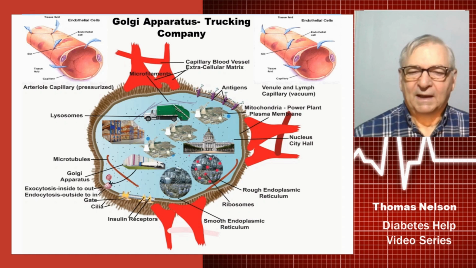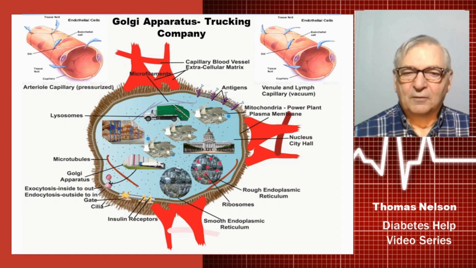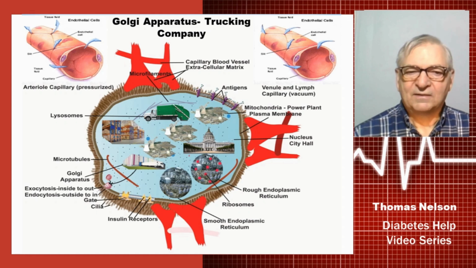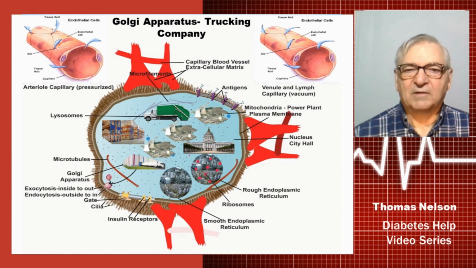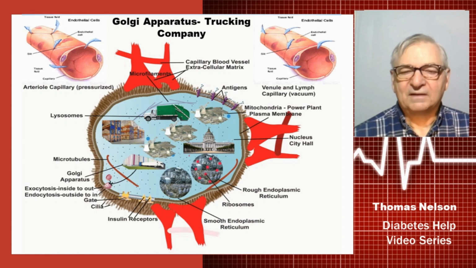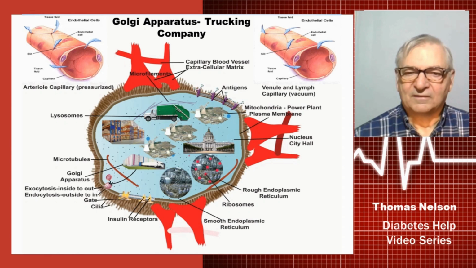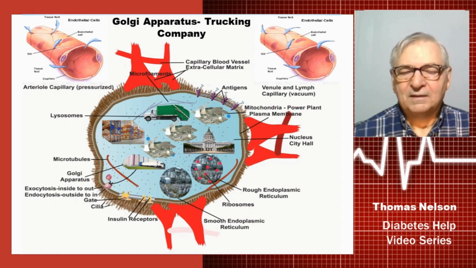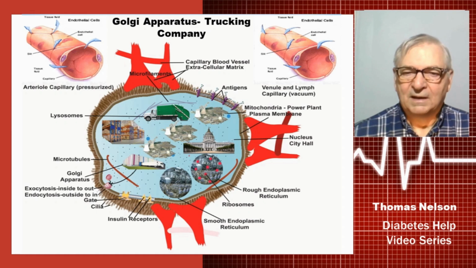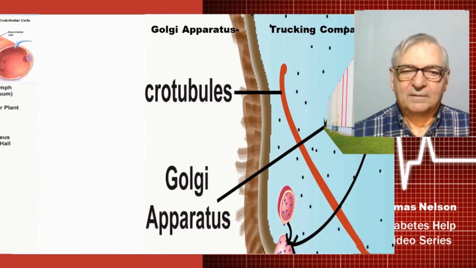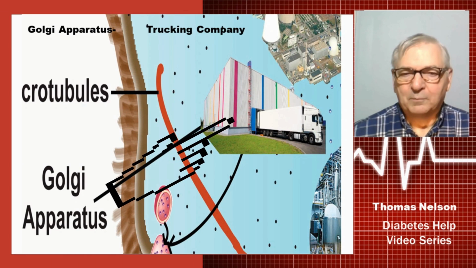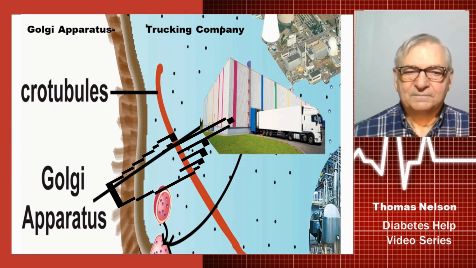Some of it will be exported, like the insulin, for example, is going to be bundled up into large packages and then passed through the barrier, that membrane of those cities, and to the bloodstream, where they will then be distributed throughout the entire body. But there are other things that are manufactured inside those factories that will be used within the city. So they package those up and they distribute them around the inside of the city to be where they're going to be needed. So that is a blown up view of the Golgi apparatus.